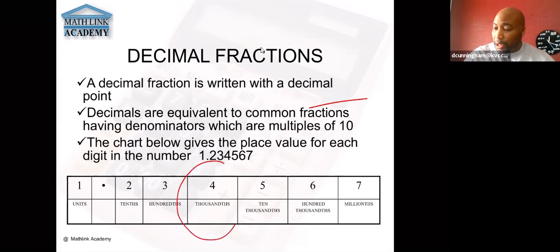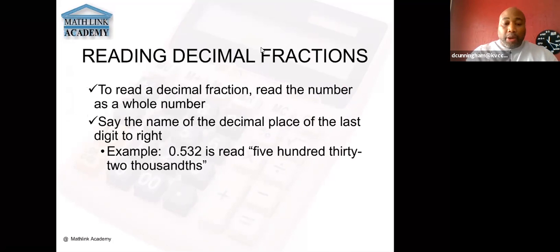And in this example here, is that 4. So when we look at our place value for this particular example, this 2 is in the thousandth. So how you properly read this, you just say it, 532 thousandths. And that's how we properly read decimal fractions. Let's look at some more as we go to our whiteboard.